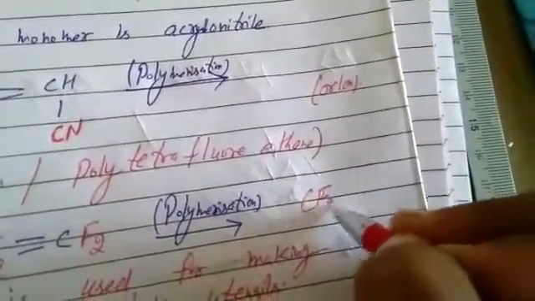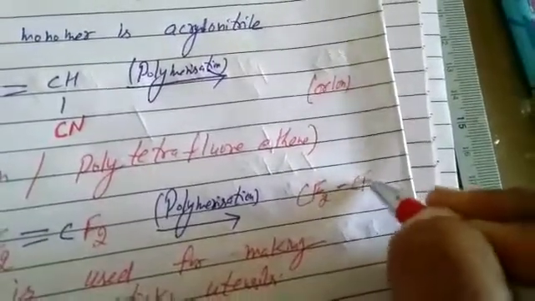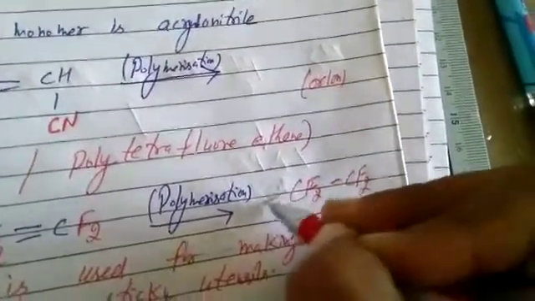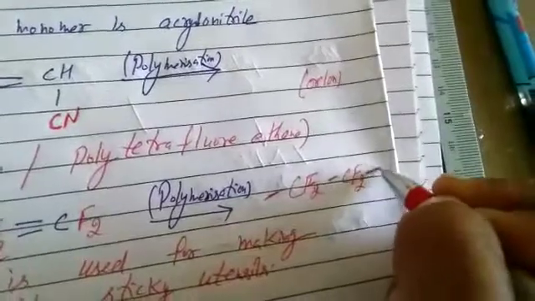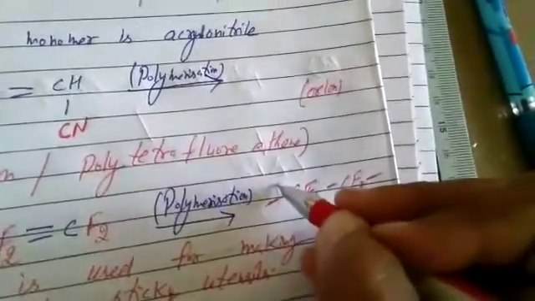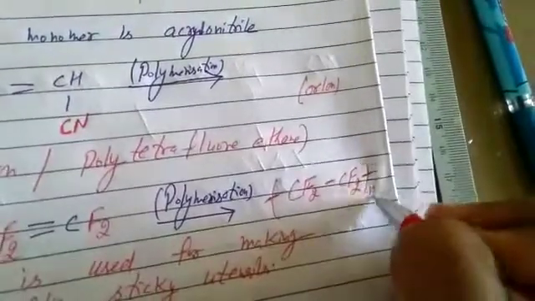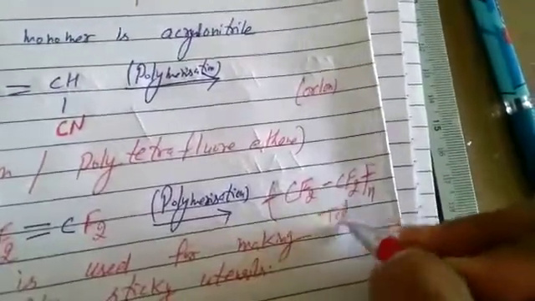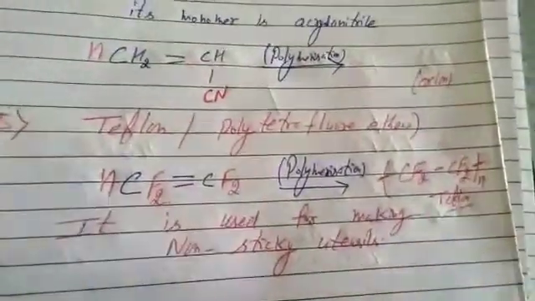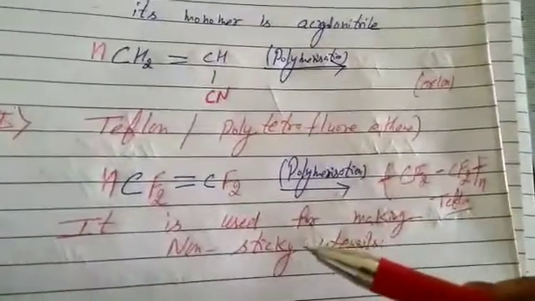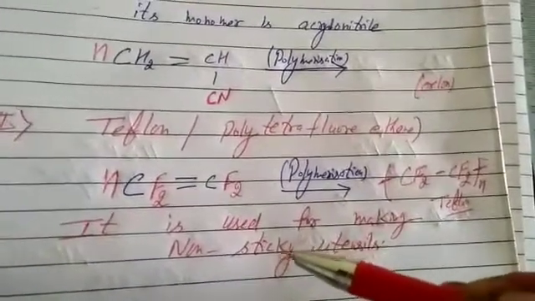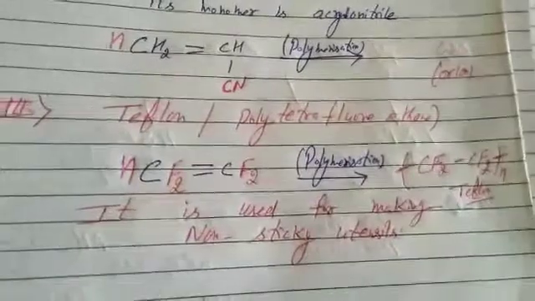CF2, CF2. The unsaturation breaks. The link expands on the right side as well as on the left side. Students, every time, mention the bracket on the bond. The bracket should be on the bond, with n times. It is Teflon. Teflon is used for making non-sticky utensils. Please revise the use of each polymer in one or two sentences. It is given in your NCERT books, the uses of polymers.